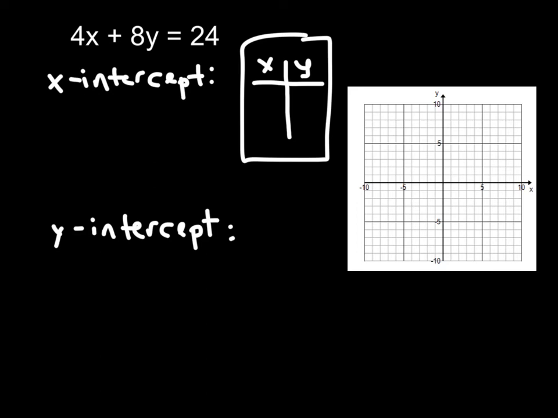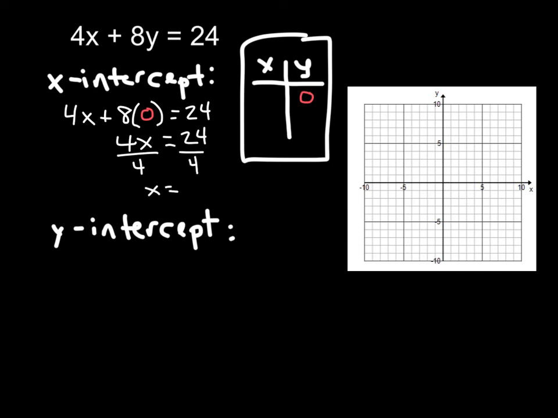Okay, so let's take a look. First of all, to find our x-intercept, we need a 0 in for y. All right, so we're going to write 4x plus 8 times the y value of 0 equals 24. We know that 8 times 0 is 0, so what we'd be left with is 4x plus 0 equals 24. And then we have to divide both sides by 4, and x equals 24 divided by 4, which is 6. So 6 is our x-intercept.